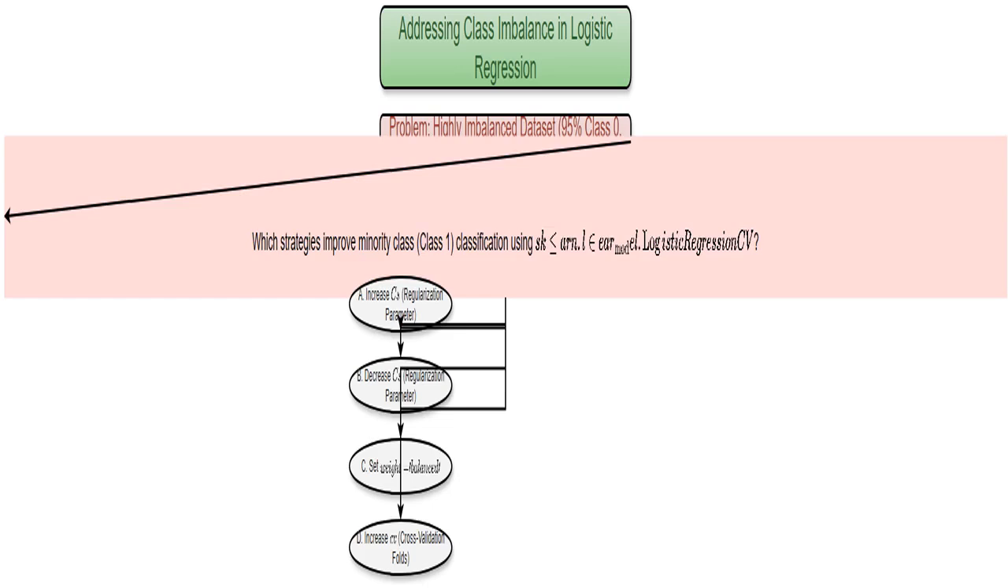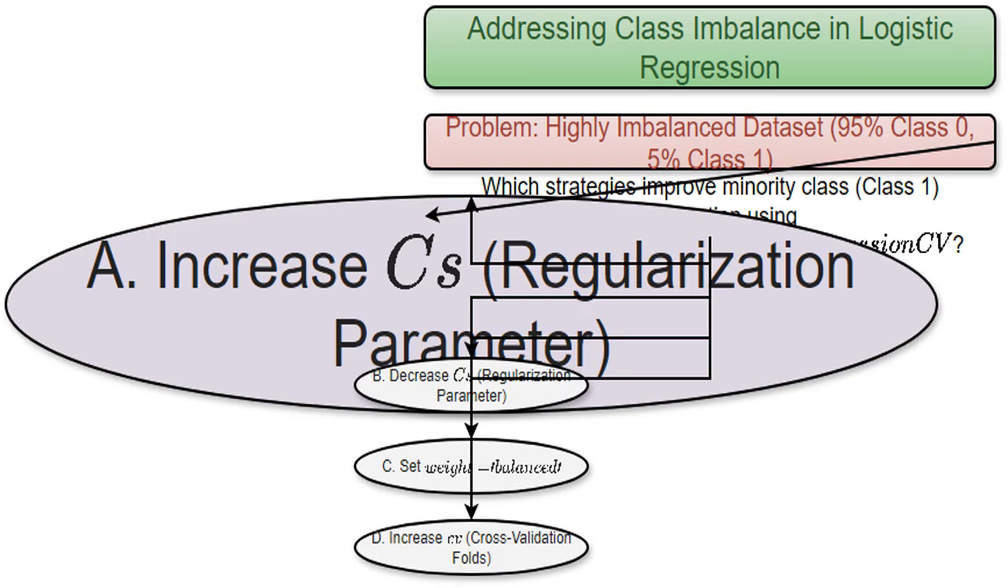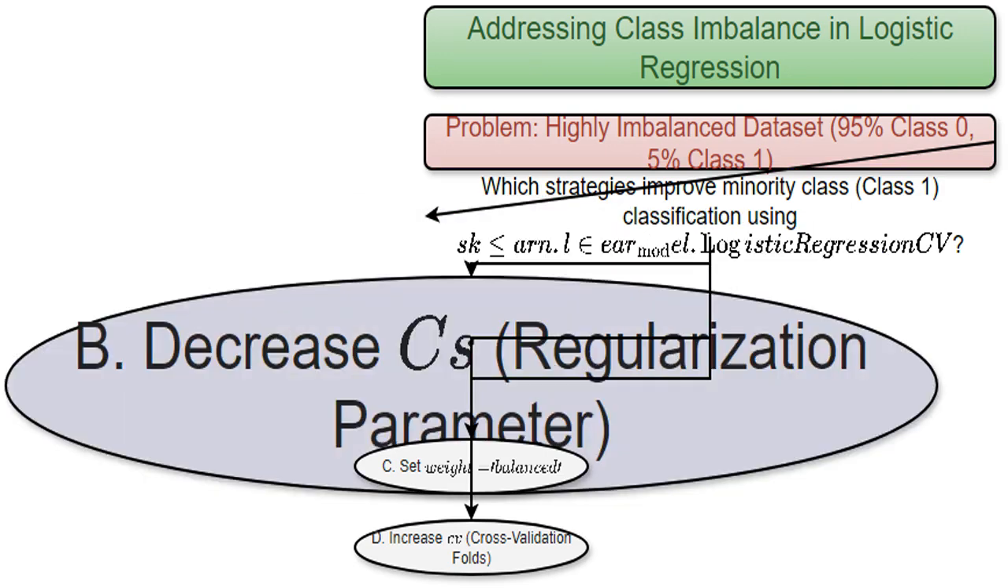I'll look at several techniques related to the LogisticRegressionCV model in Sklearn. Increasing Cs reduces regularization, making the model more complex. A more complex model might overfit to the majority class, making the imbalance problem worse. I'll avoid this option. Cs is a list of regularization strength values, where C is the inverse of regularization strength. Decreasing Cs increases regularization, simplifying the model. This might prevent the model from overfitting to the majority class and improve performance on the minority class. I think this is worth investigating further.